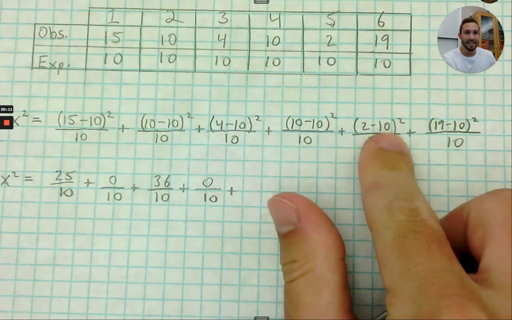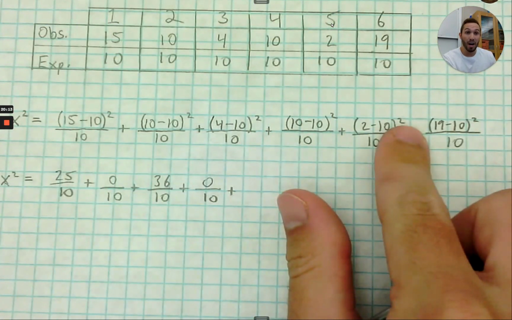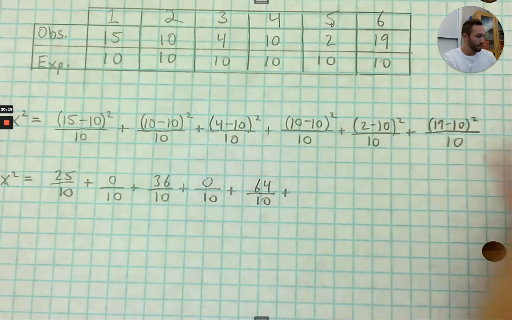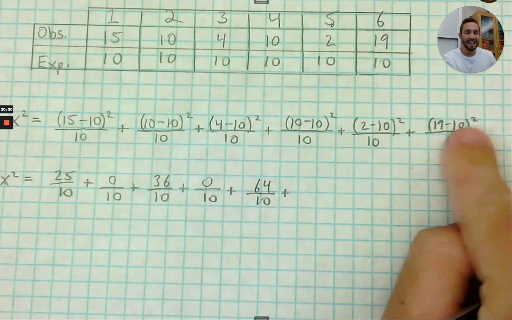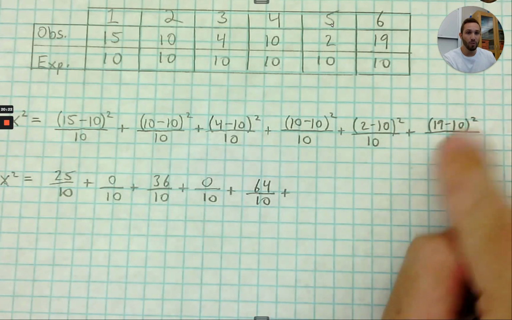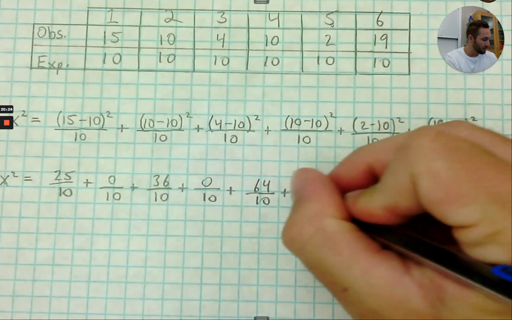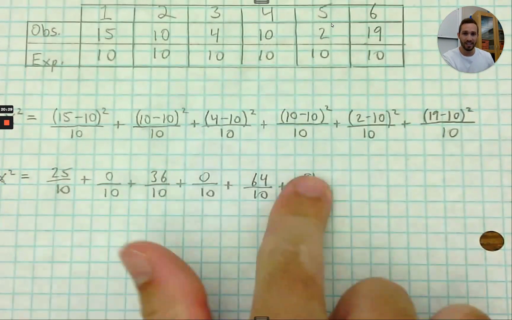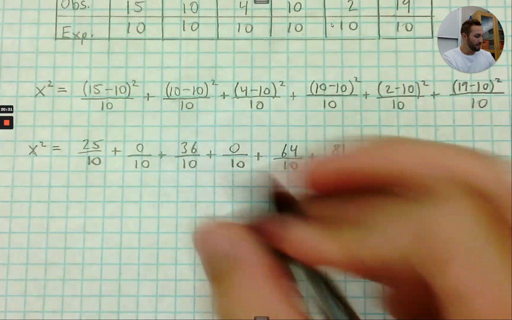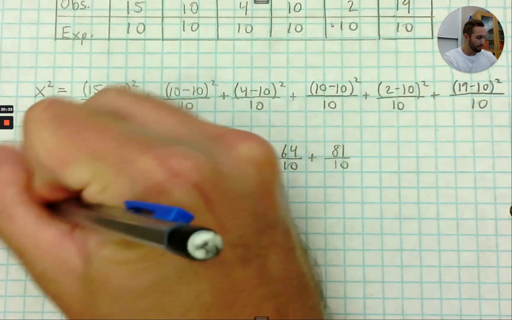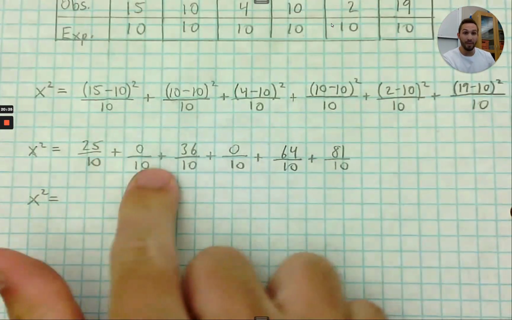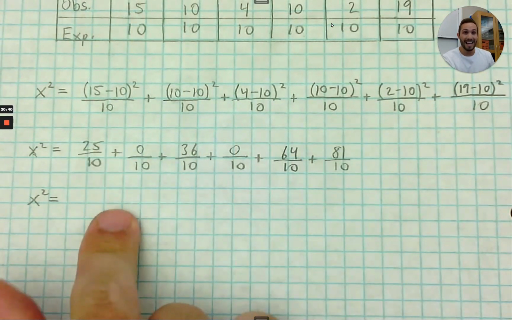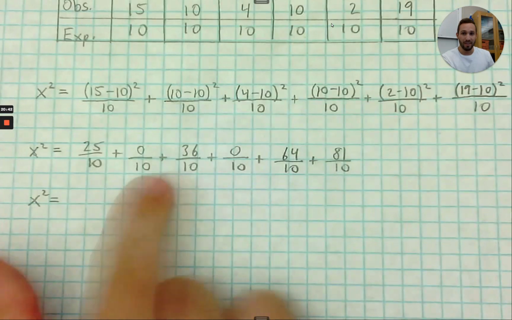And then 2 minus 10, that's negative 8. Negative 8 squared is positive 64 over 10. And then 19 minus 10, that's 9. 9 squared is 81. 81 over 10 is, well, let's just leave it like that. So there, I'm just trying to do this in baby steps for you guys. I just took each of these fractions and I simplified. And so from here, since they all have a common denominator, I'm just going to add it all up and divide it by 10. Or you can do each of these divided by 10 and add it up.